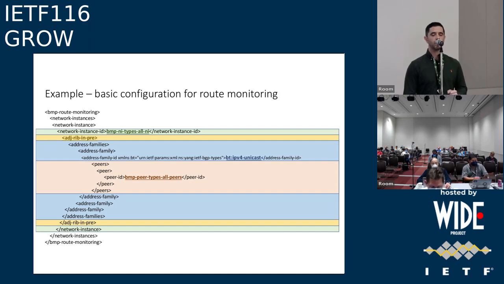In the yellow one, you can see how we are asking for, in this case, the attribute pre. If you wanted the same data for the post or for the local RIB, you will have to repeat these statements. I don't think that's a problem because we don't have that many of them.